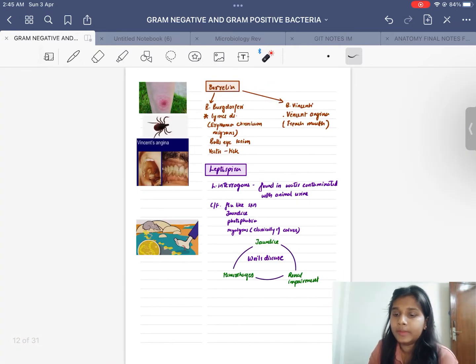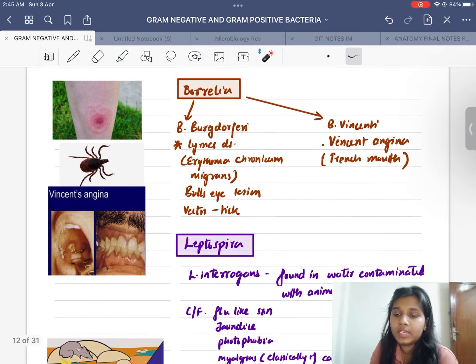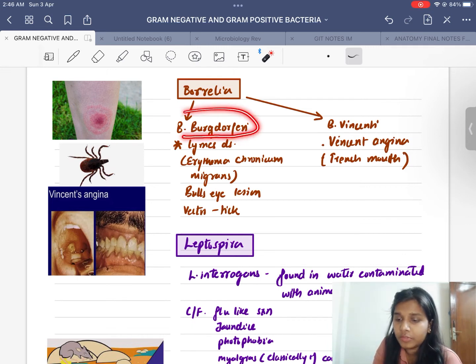Next, we go to Borrelia. Now, you have two main types of Borrelia. One is Borrelia burgdorferi, and the other one is Borrelia vincentii. The more important one is the one which causes Lyme's disease, so Borrelia burgdorferi causes Lyme's disease.